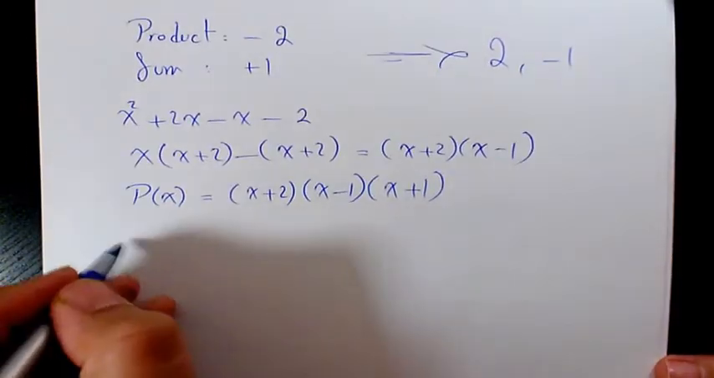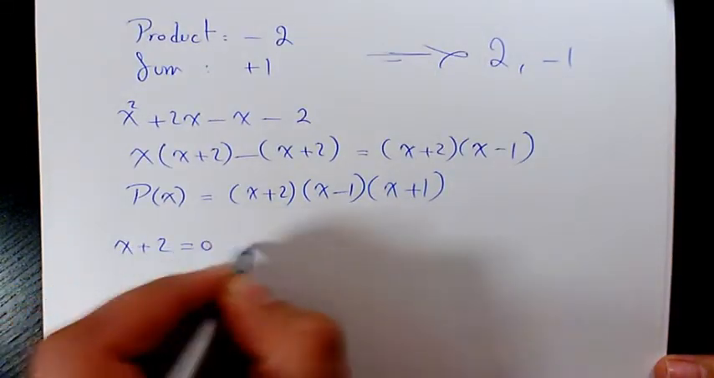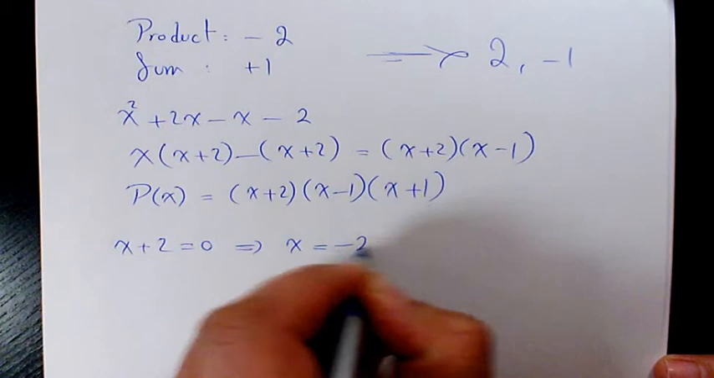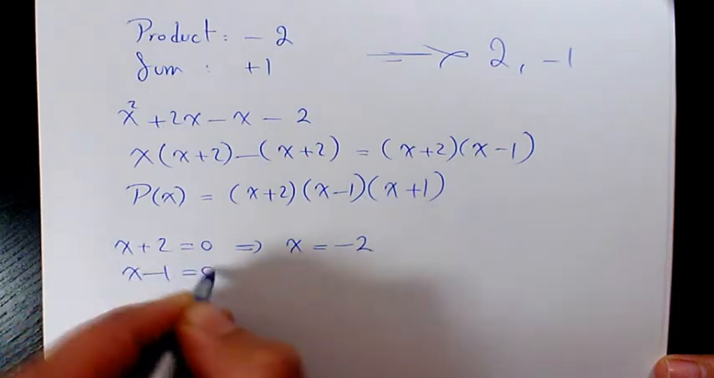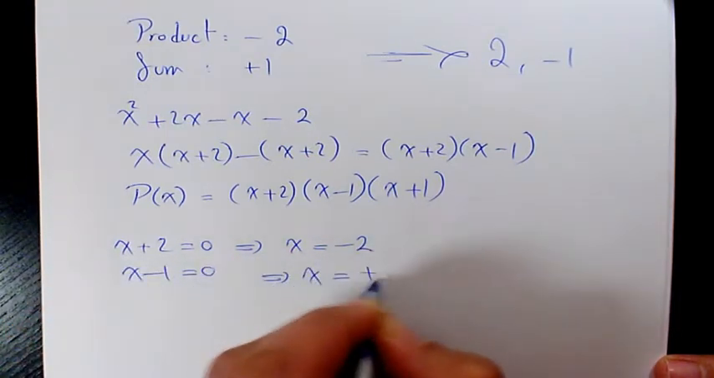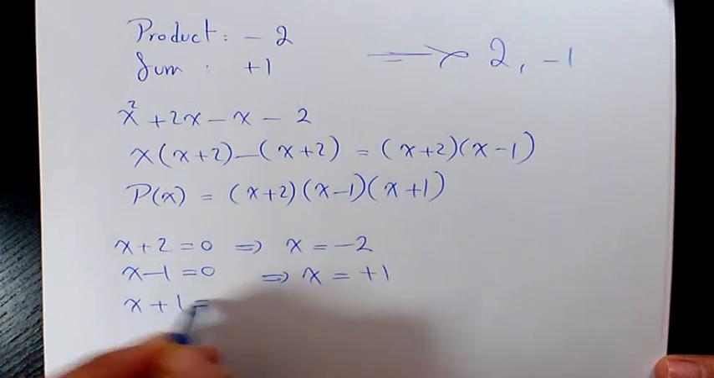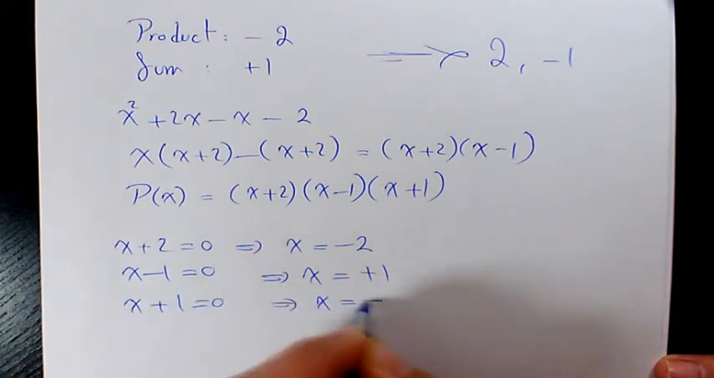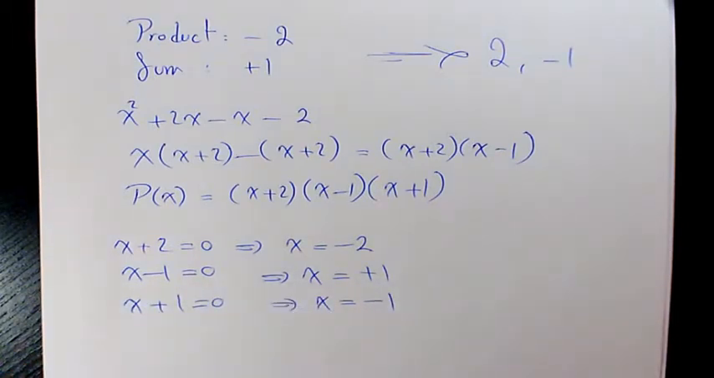What are the zeros? x plus 2 equals 0, so x equals negative 2. x minus 1 equals 0, so x is positive 1. x plus 1 equals 0, so x is negative 1. So these are the zeros, but the factored form is going to be like that. Let's see the next example.